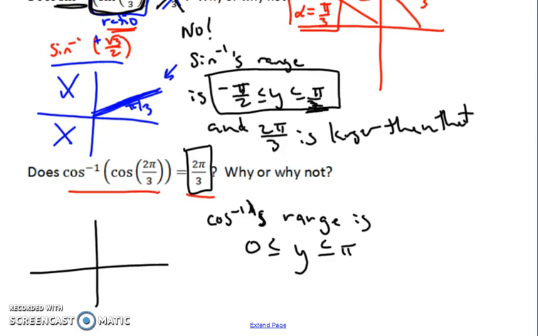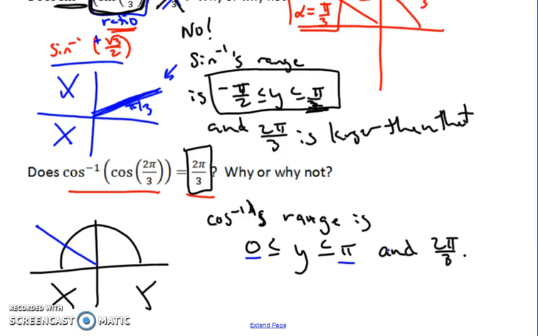Arccosine can only be in these two quadrants. 2 pi over 3 is located in one of those two quadrants. It's an angle between 0 and pi. So thus, it's okay. Since arccosine's range is between 0 and pi, and 2 pi over 3 is in that, then the answer to that is yes, it is 2 pi over 3. Okay? So that's it for now.